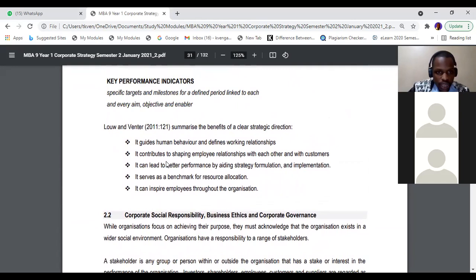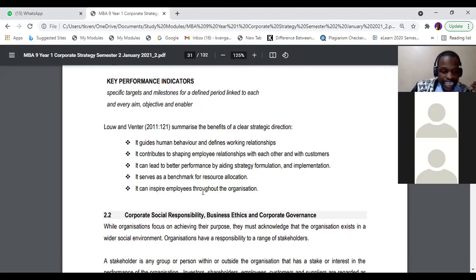Okay, you can also see over here a summary of the benefits of clear strategic direction, which is provided by the vision, which is provided by the mission. You can see it guides human behavior and defines working relationships, which means that if you don't have a mission, a vision, and values, it's difficult for you to guide human behavior and to define the working relationships. It's difficult for you to have a benchmark for resource allocation. It is difficult for you to inspire employees throughout the organization. That vision, that mission, inspires the employees to work in a particular manner. So again, that's a weakness.